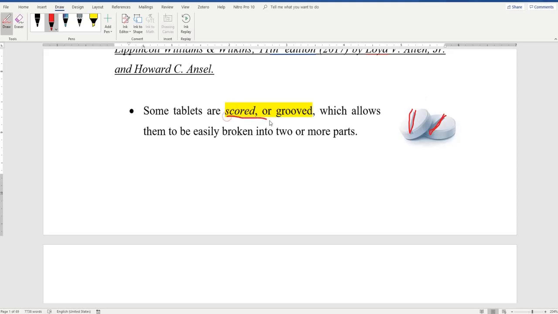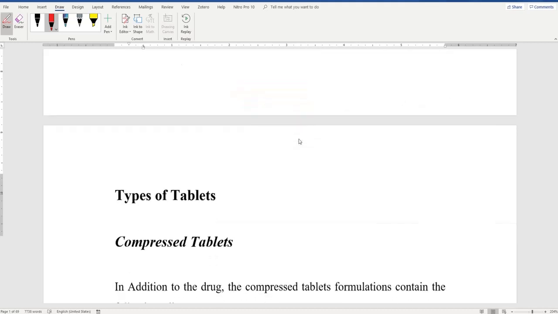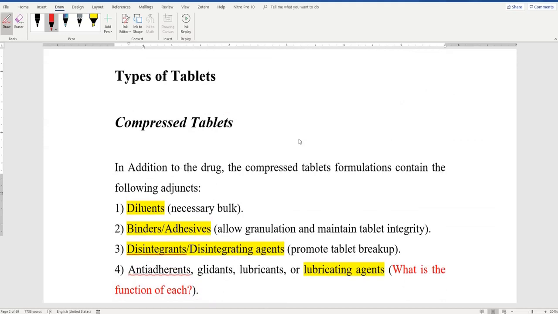That's why some tablets have a scored or grooved surface. Okay, we will talk about the types of tablets, and here we will talk about the compressed tablets. Why? There is another type of tablets, which is molded tablets. But because most tablets are produced by compression, that's why we will focus on these types of tablets.